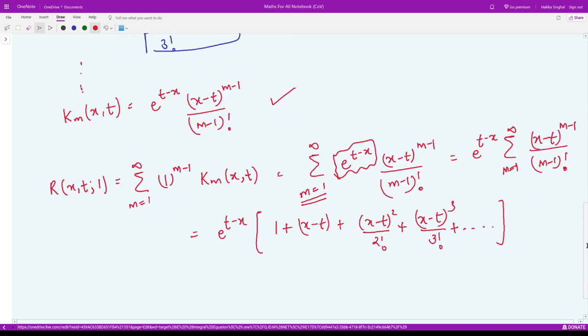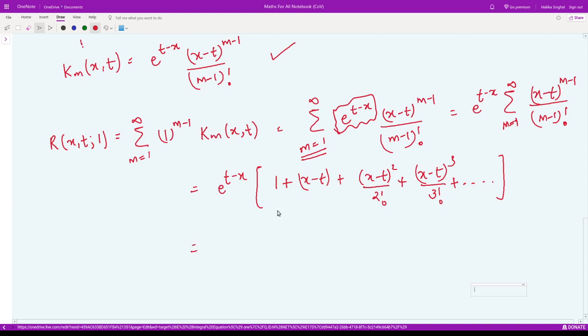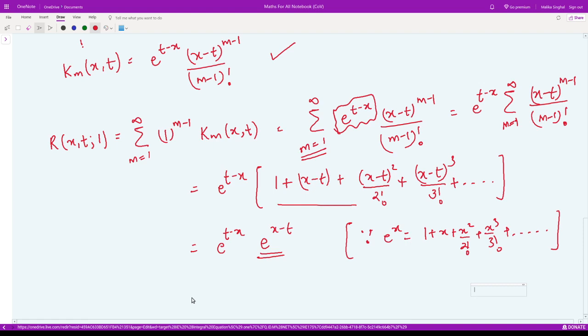What do I get? I can write this as exponential of x minus t, because we know what is e to the power x? It is equal to 1 plus x plus x square by 2 factorial plus x cube by 3 factorial plus so on up to infinity, right? So we have this term instead of this infinite series. So at the end we are left with 1, or I can write e to the power 0, and this would be 1, right? So our resolvent kernel in this case is equal to 1.